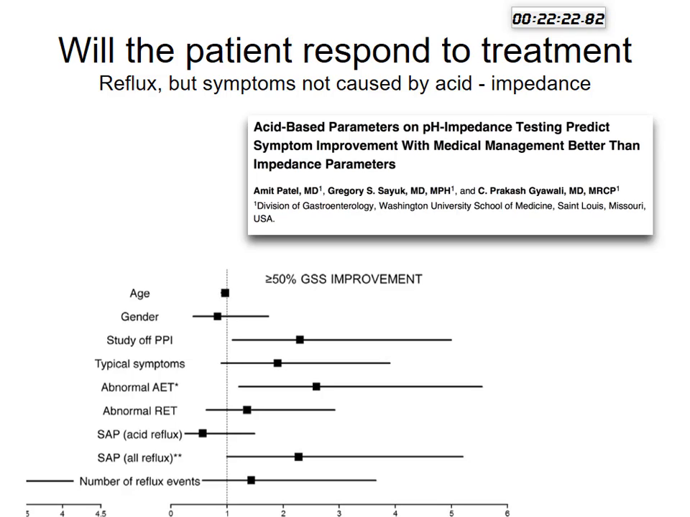And just as a quick note here, this is a study which looked at which parameters of reflux studies predict outcome to therapy. And importantly, just down the bottom, if you look at the symptom-associated probability for just acid, actually not a great predictor of response to therapy. If you look at the symptom-associated probability for all reflux events using impedance, so that includes non-acid reflux, then you start being able to predict outcome to therapy. So it seems that these non-acid reflux events do have an impact on deciding what we're going to do.